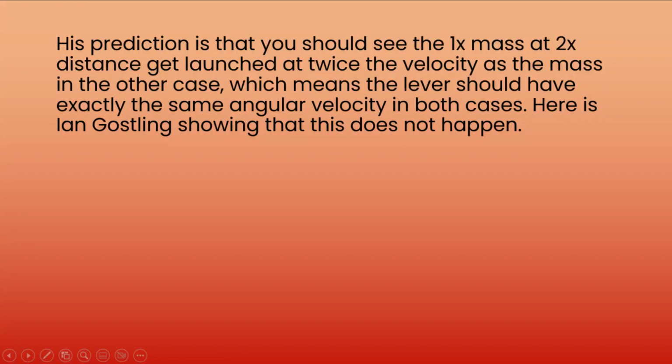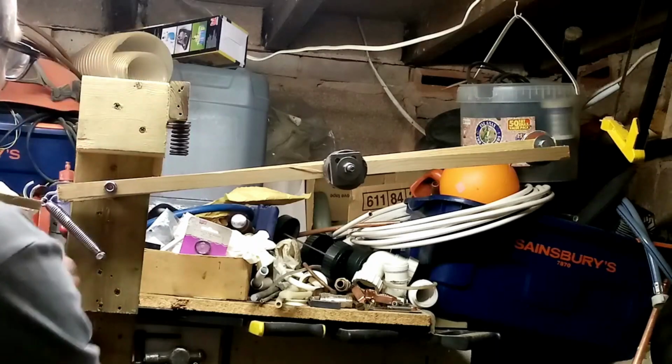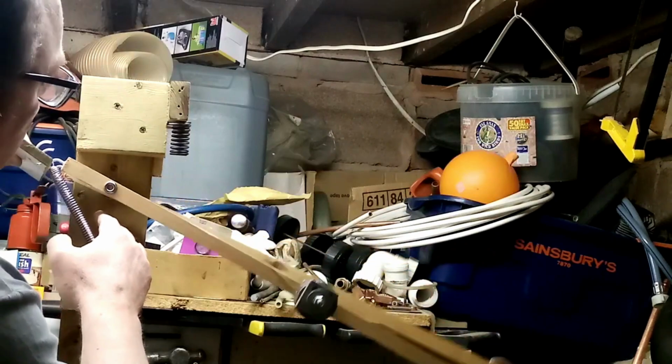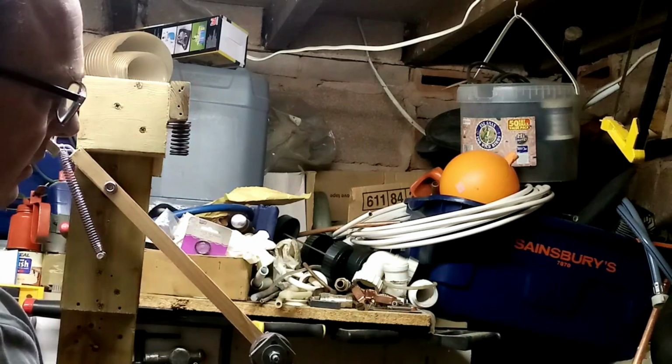His prediction is that you should see the 1x mass at 2x distance get launched at twice the velocity as the mass in the other case, which means the lever should have exactly the same angular velocity in both cases. Here is Ian Gosling showing that this does not happen. 2 springs, the same force applied to both levers.